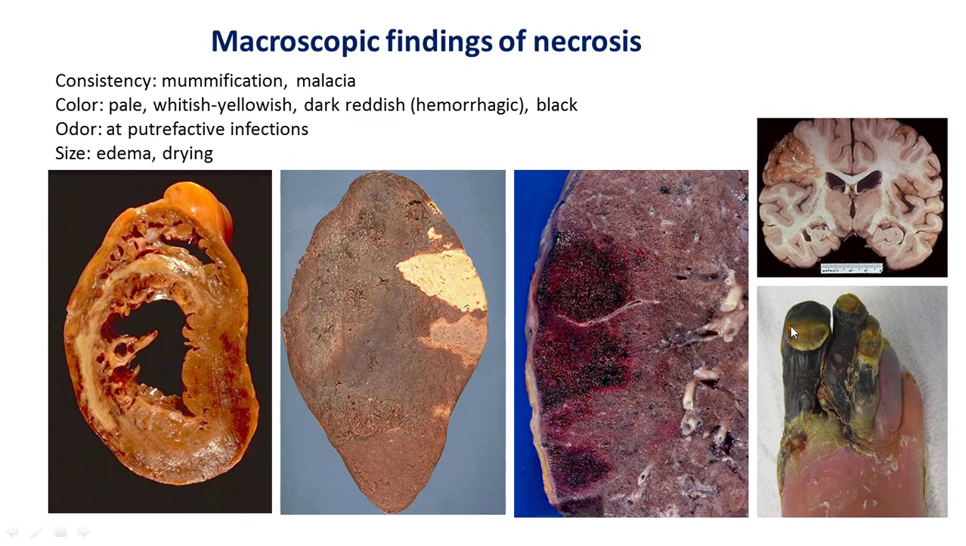In some specific cases of necrosis called gangrene, the color of necrotized tissue could be black. Sometimes when the necrotized area is infected by putrefactive microorganisms, a very specific unpleasant odor may appear. In the majority of cases it happens at wet gangrene. Depending on edematous changes or drying of the necrotized area, the size of the organ could change. These changes usually are not big.